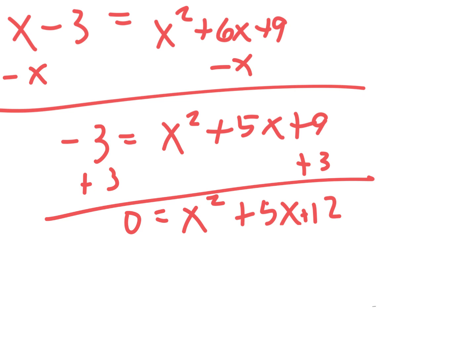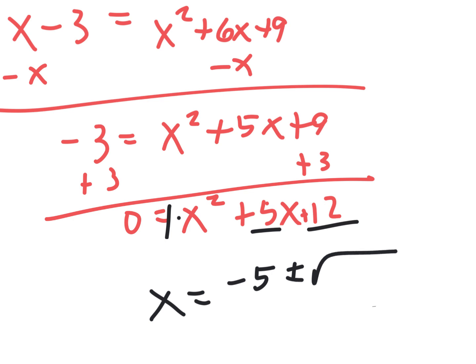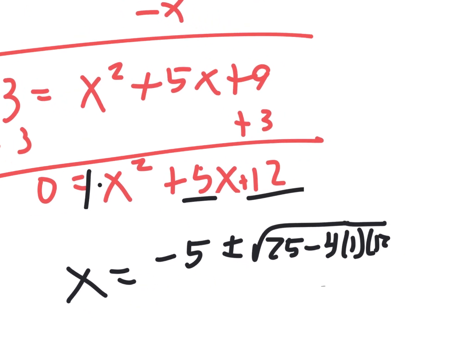But if it doesn't factor, that's where you've got to say, okay, I'm going to bust out x equals negative b, in this case negative 5, because that's the b term. There's a 1 for the a term, and the c term would be a 12. X equals negative b plus or minus the square root of b squared, which would be 25, minus 4ac, 4 times 1 times 12, all over 2a, which is 2.